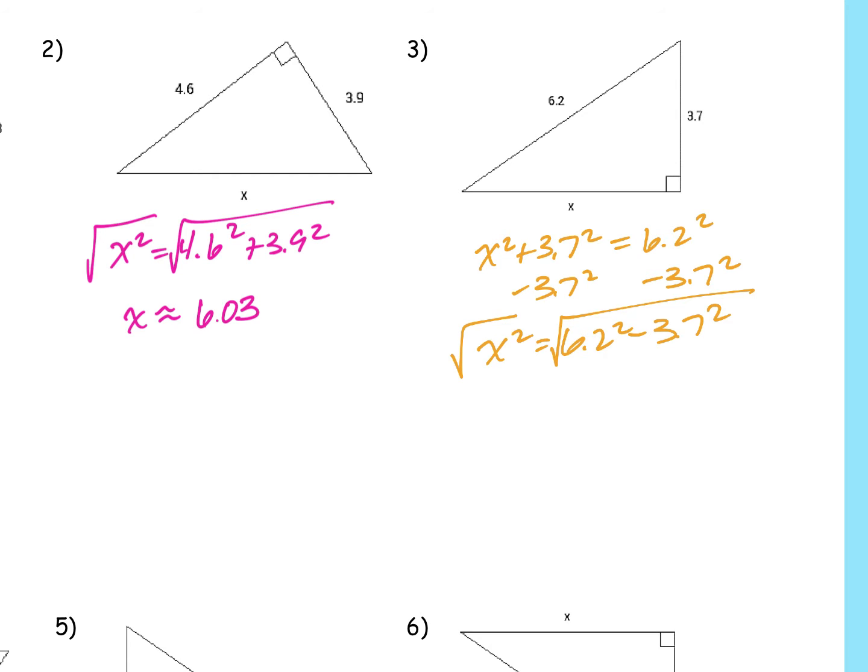Yeah, I didn't figure out what 6.2 squared and 3.7 squared is. I just left them as squared and put in my calculator just like this: 6.2 squared minus 3.7 squared. Then I didn't have to deal with all the decimals. Okay? And x is approximately equal to, is that number 3? 4.97.